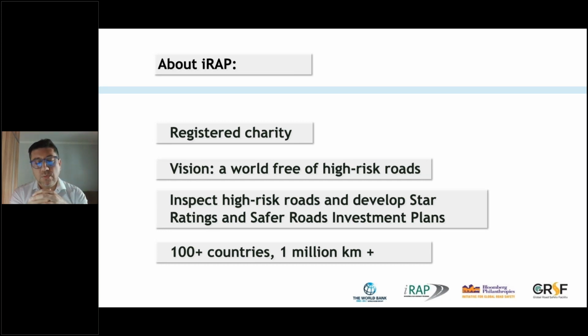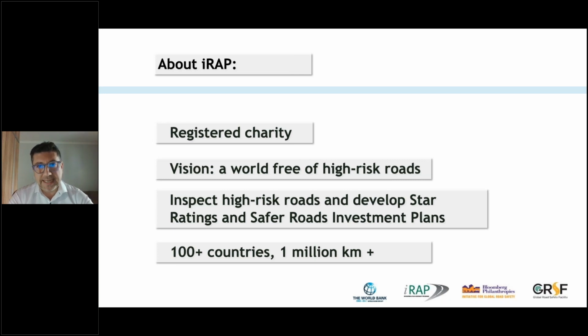So what is iRAP? iRAP is an acronym for International Road Assessment Program. iRAP is a not-for-profit organization. iRAP is not a company, is not a consultant company. We are a registered charity. We are registered in the UK, and we have a vision, which is a world free of high-risk roads.